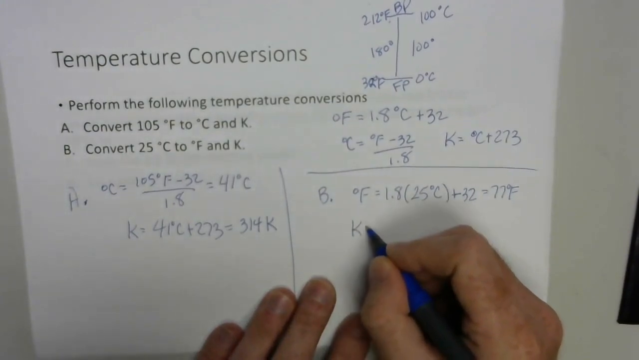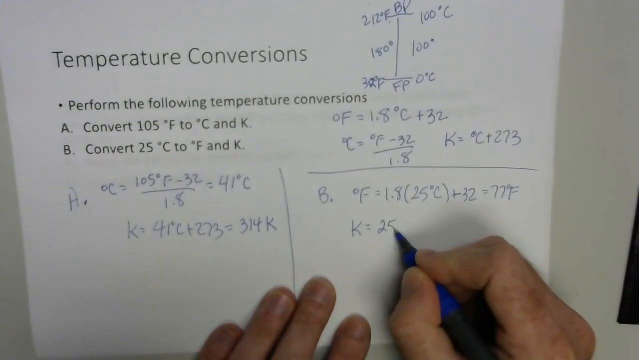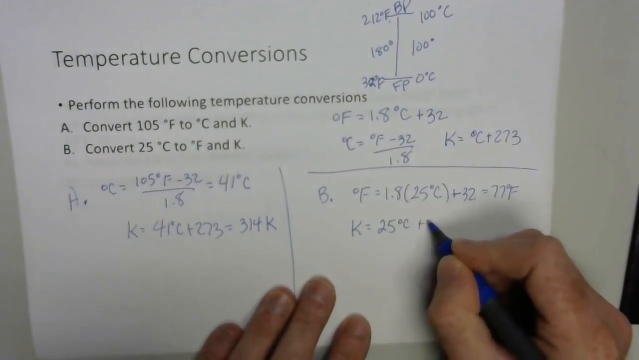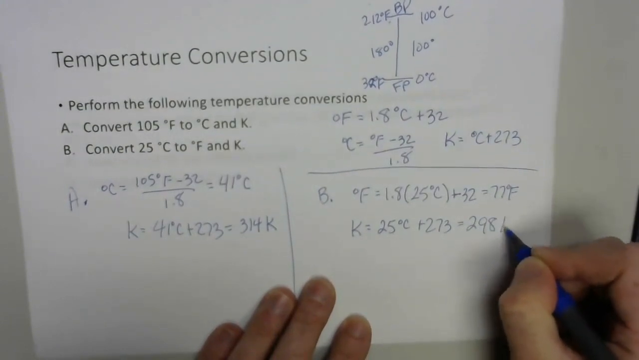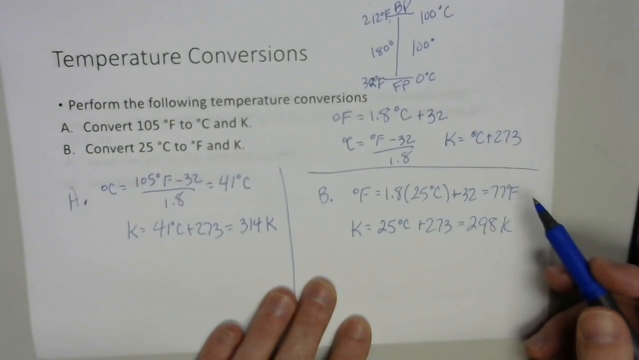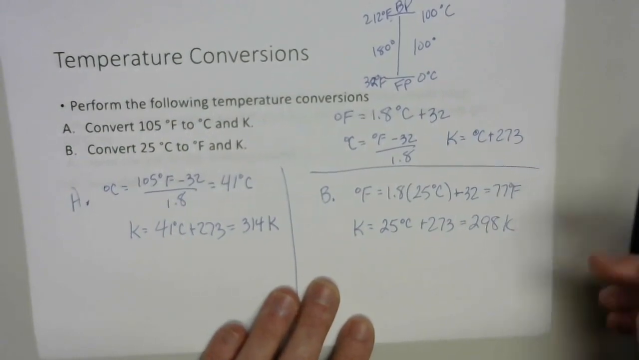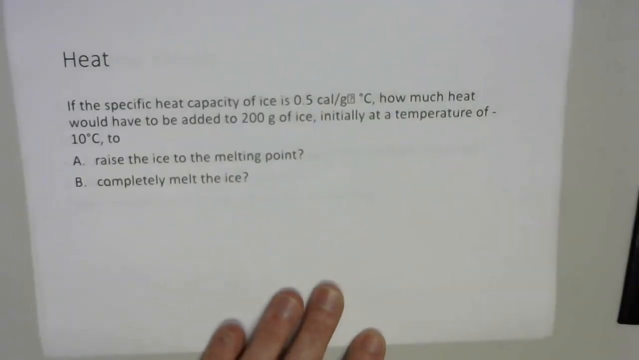Regardless, for the Kelvin then, we're going to go back to the Celsius. Don't do it from the Fahrenheit or it'll be messed up. Plus 273, and that'll be 298 Kelvin. And so remember that that's what's considered room temperature for a lot of scientific measurements. All right, so that's temperature.